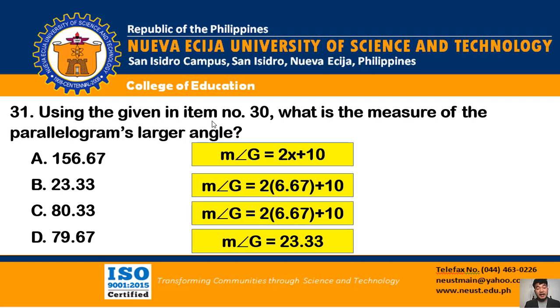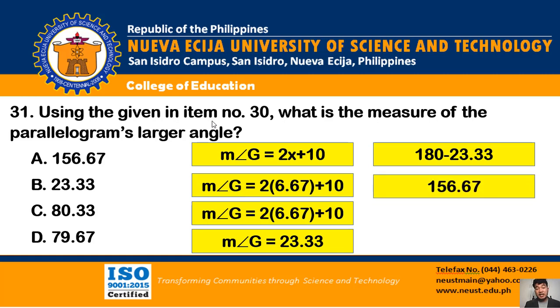So if the measurement of angle G is 23.33, the consecutive angle to angle G is the supplementary angle to angle G. It measures 180 minus 23.33, and that is 156.67, or letter A.